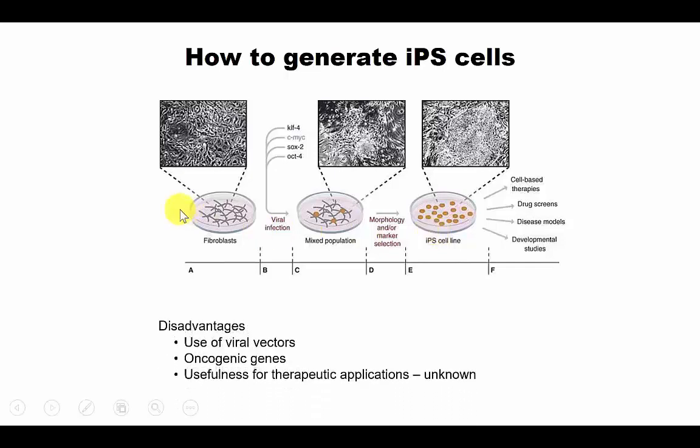One remaining problem is that they utilize viral vectors. That means this viral vector can change their genome structure. These are genetically modified cells. And also one of those factors is an oncogene. That means maybe this c-Myc can increase the chances or possibility of making these cells into tumorous cells. That's why whether this artificial iPS can be utilized for therapeutic applications, we'll see.